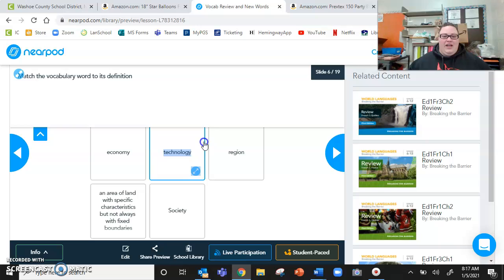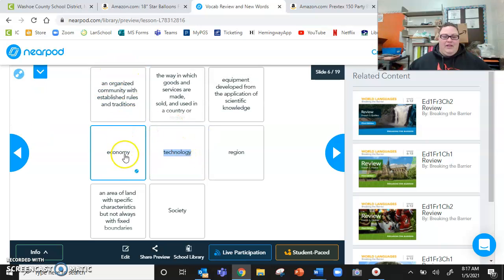And then you are going to match the vocabulary word to its definition. So you're going to click and drag, and you are going to pair up our 4 review vocabulary words with our 4 definitions. You get as many chances as you need to. Okie dokey? Okay.